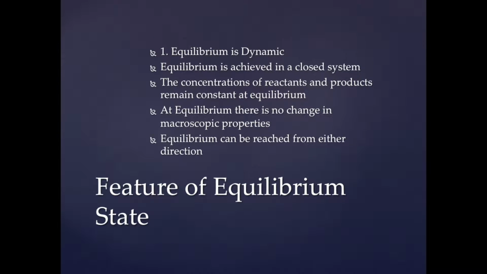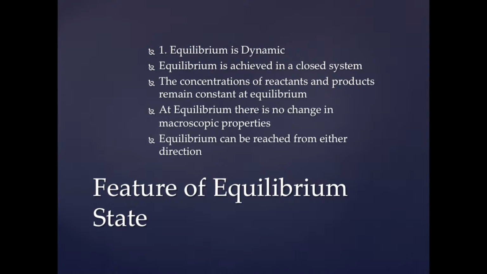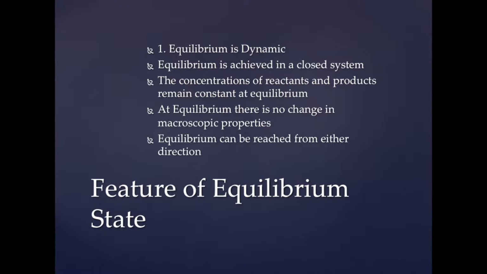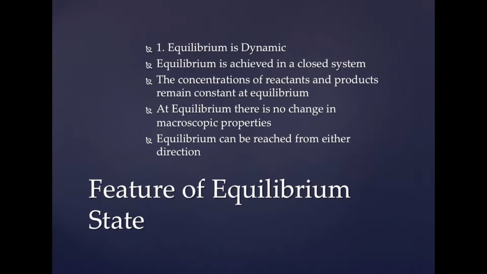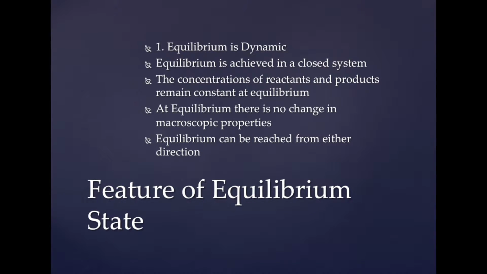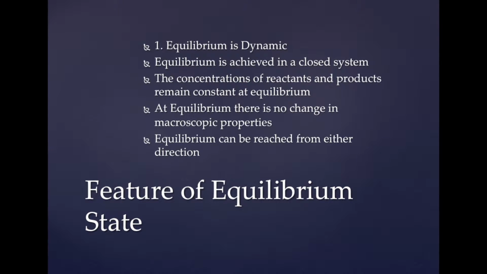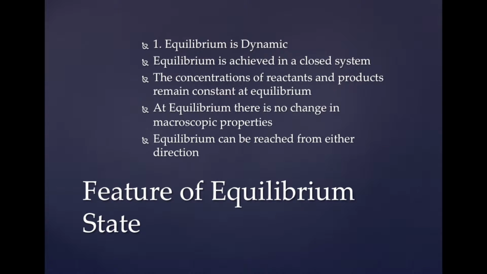Now I'll be talking about the features of equilibrium and their explanations. Number 1, equilibrium is dynamic. The explanation is the reaction is not stopped, but both the forward and the backward reactions are still occurring. Number 2, equilibrium is achieved in a closed system. A closed system prevents the exchange of matter with the surroundings, so equilibrium is only achieved where both the reactants and products can react and recombine with each other. Number 3, the concentrations of reactants and products remain constant at equilibrium, because they are being produced and destroyed at an equal rate.